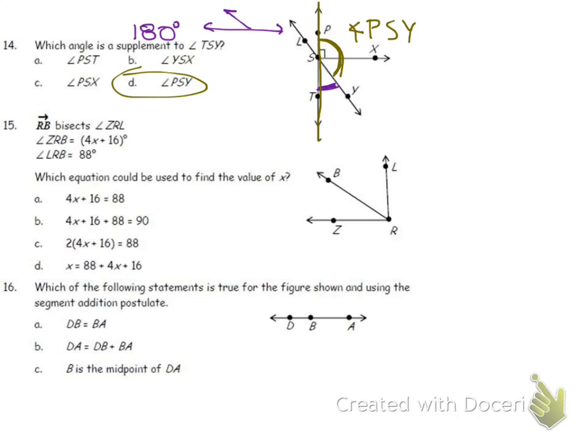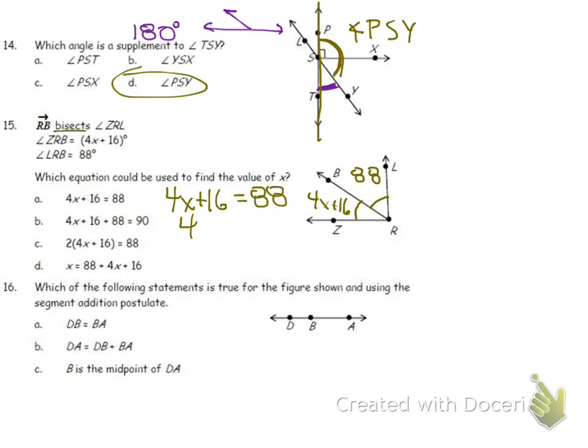Number 15, we're given that RB bisects. There's that word bisects again. That means these 2 angles are the same. So I'm going to say ZRB is 4x plus 16 and LRB is 88. Since they're equal, we can solve.